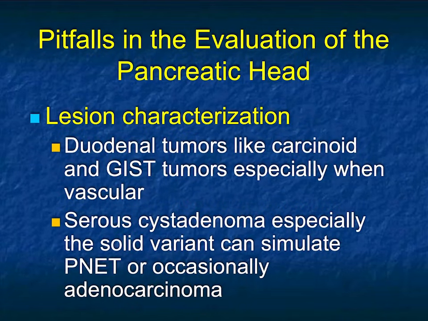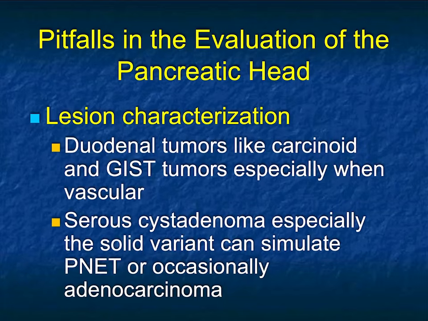We mentioned duodenal lesions. Carcinoid and GIST can both be vascular, and then it's sometimes hard to tell them apart because things that are helpful, we typically don't see a dilated common duct, we don't see a dilated pancreatic duct, but particularly like GIST tumors, which are exophytic, the question sometimes is this lesion pushing on the pancreas or is it part of the pancreas?